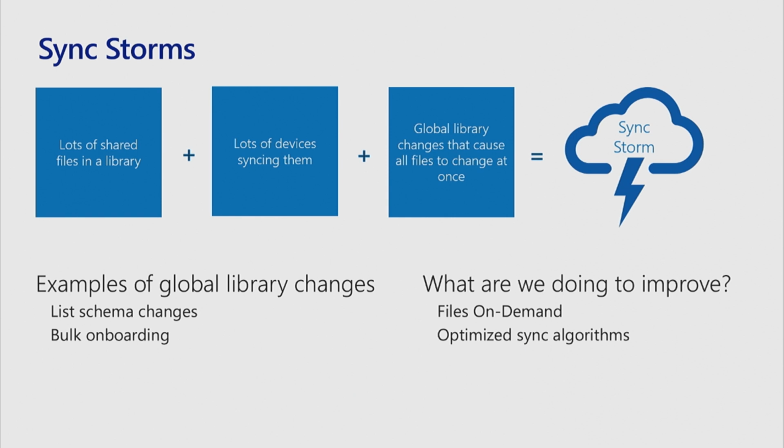Now, many of you are probably already thinking of ways that we could optimize this situation, and of course, we have as well. One of the biggest tools we have in our tool belt is files on demand. And so, if you're using files on demand, for the most part, the files are not actually synced on the device. So when all the files change, we don't have to sync them all to those devices, only the ones that are actually hydrated on the device. So that's a great mitigation for this problem.